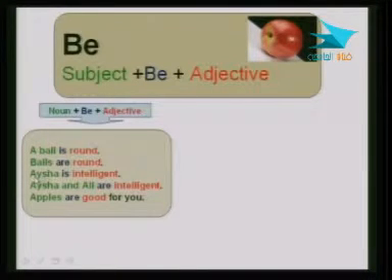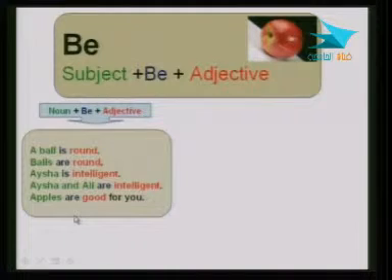And then Aisha is intelligent. Aisha and Ali are intelligent. Apples are good for you.